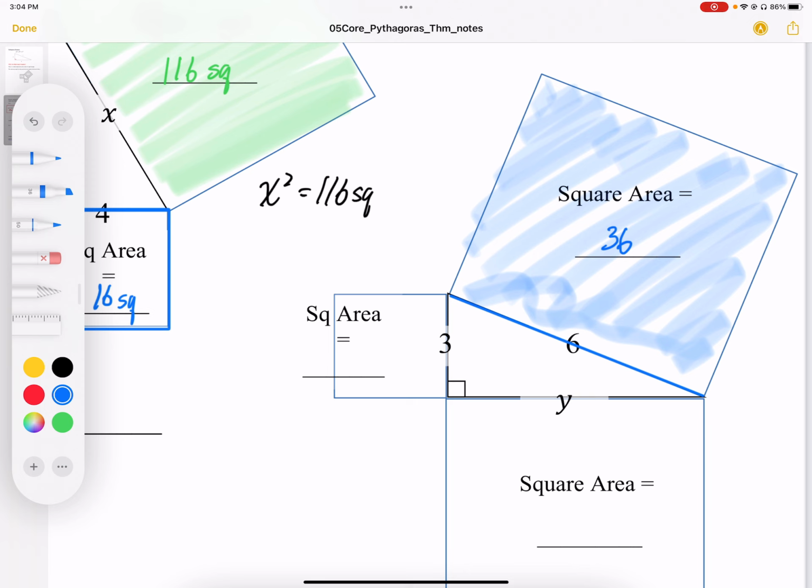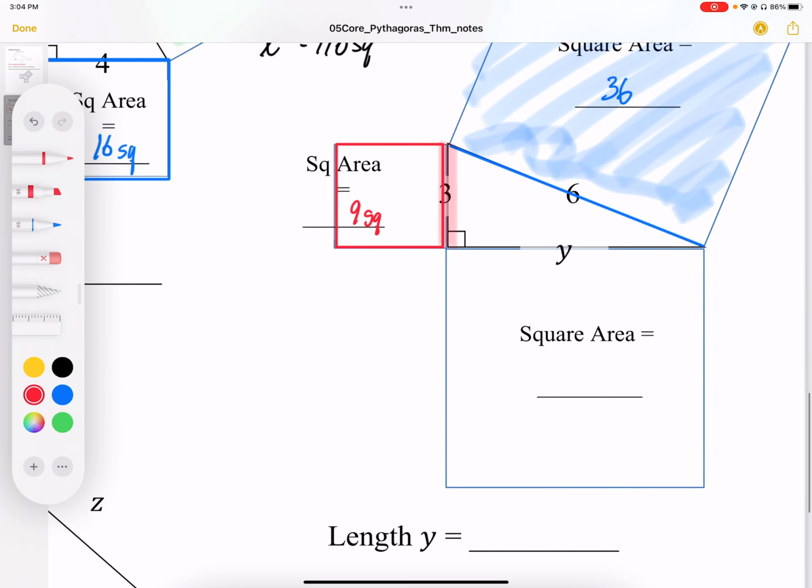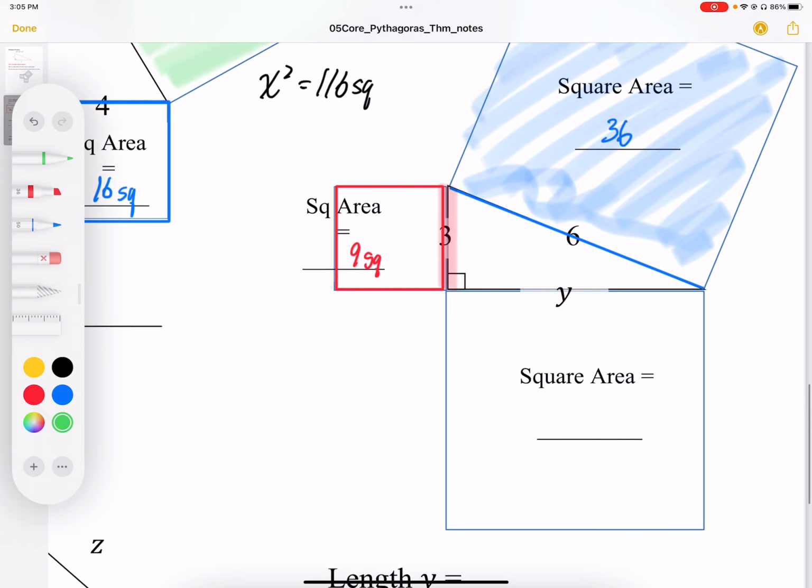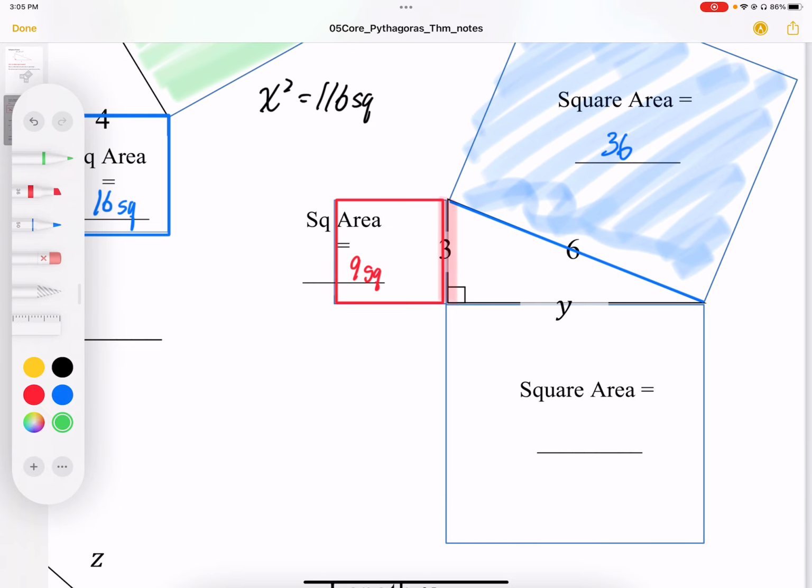We do know one other edge length. This edge length is 3. So we know that this square area here, that square, is going to give us 9 squares. So 3 squared is 9. Now, using those two squares, we want one of the smaller squares, so we're going to have to subtract. We're going to have a big square of 36, and we're going to take away 9 squares, and we're going to get 27 squares.